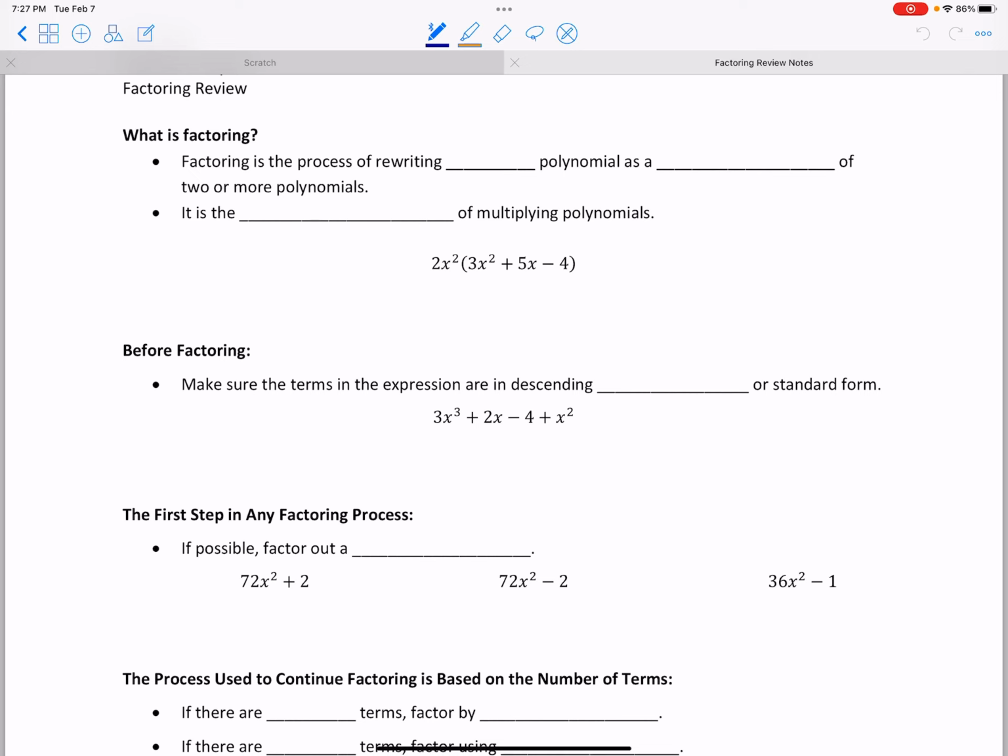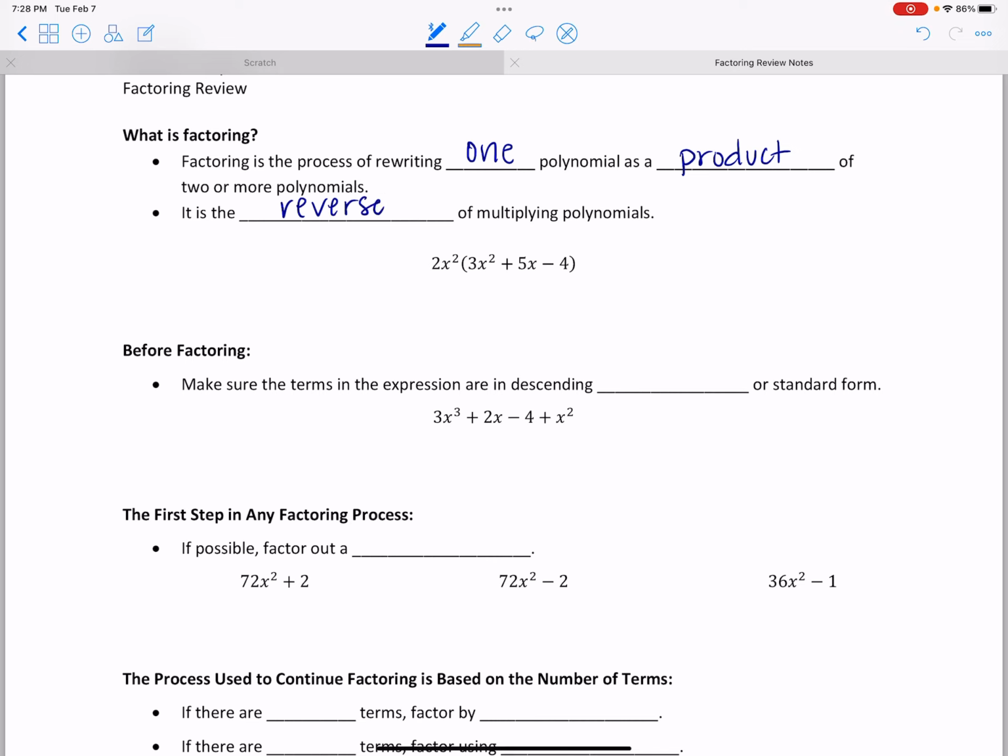So let's do it. What is factoring? When I say that, is anything popping into your head? I hope. Factoring is basically the process of taking one polynomial and rewriting it as a product of two or more polynomials. You can also think about it as the reverse of our multiplying process.